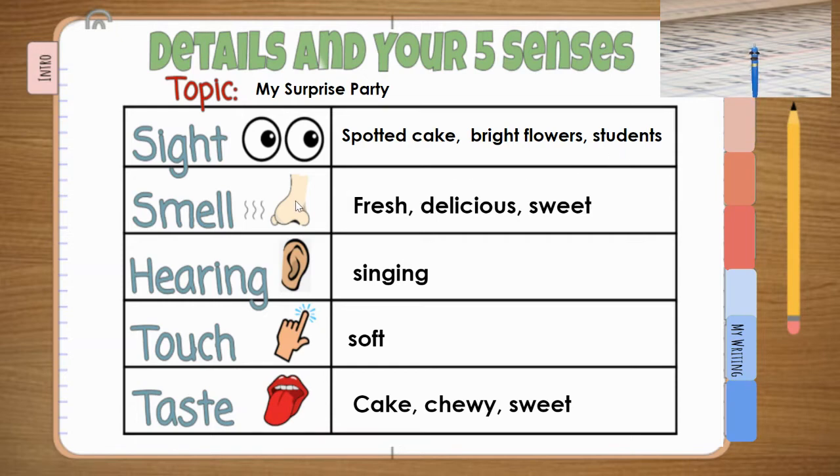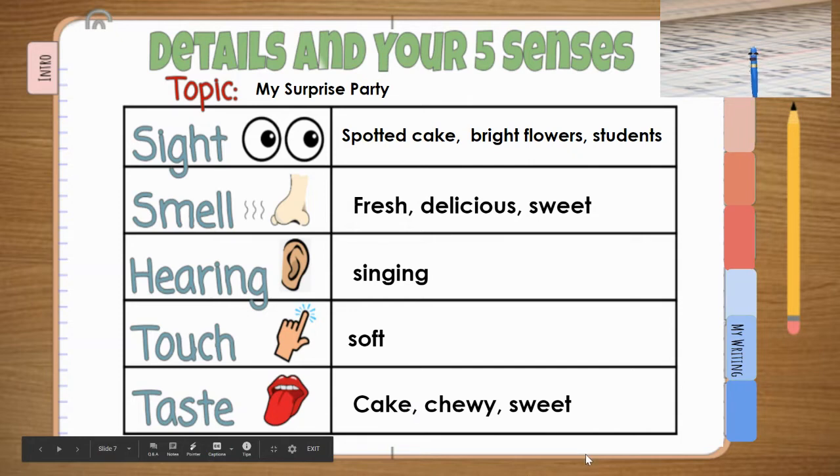What did I smell? I smelled something fresh, delicious, and sweet. Can you imagine what it was? What did I hear? I heard singing. What did I touch? I touched something soft. And what did I taste? I tasted something chewy and sweet, which was my cake.